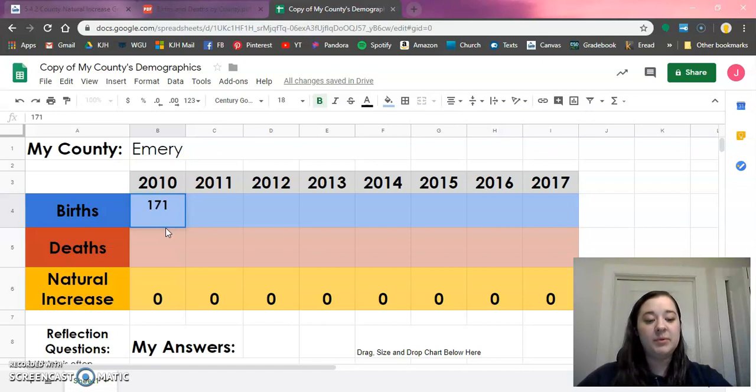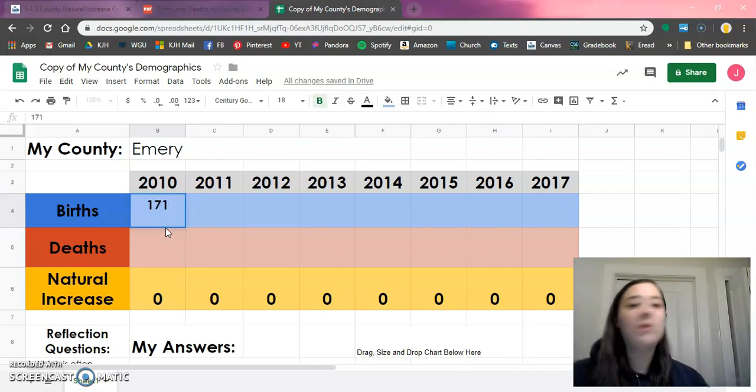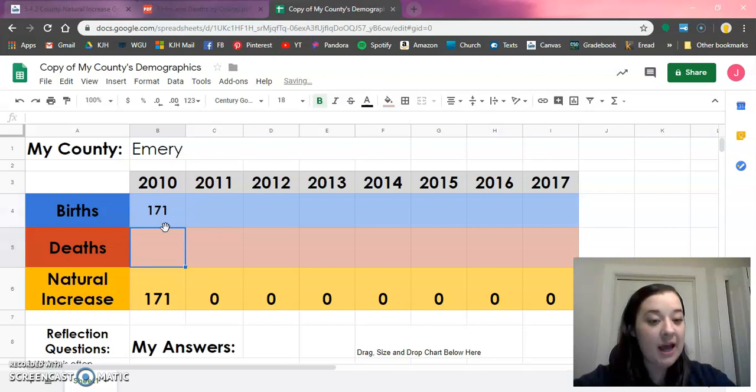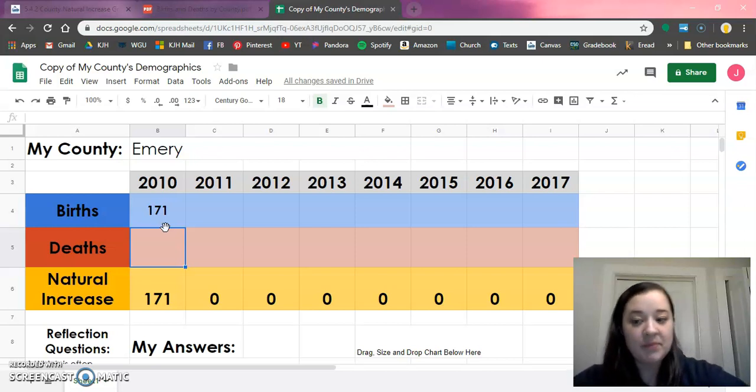171, for example. But if you notice, the natural increase, we didn't have a chart for that, and right now it's saying it's 0. That's because it's already set up to subtract your deaths from your births. It already has an equation for it to do births minus deaths. So watch this. I put in my births, and now it says, okay, great, 171, because it's saying there's no deaths. But we wrote down that there were actually 99 deaths this year.